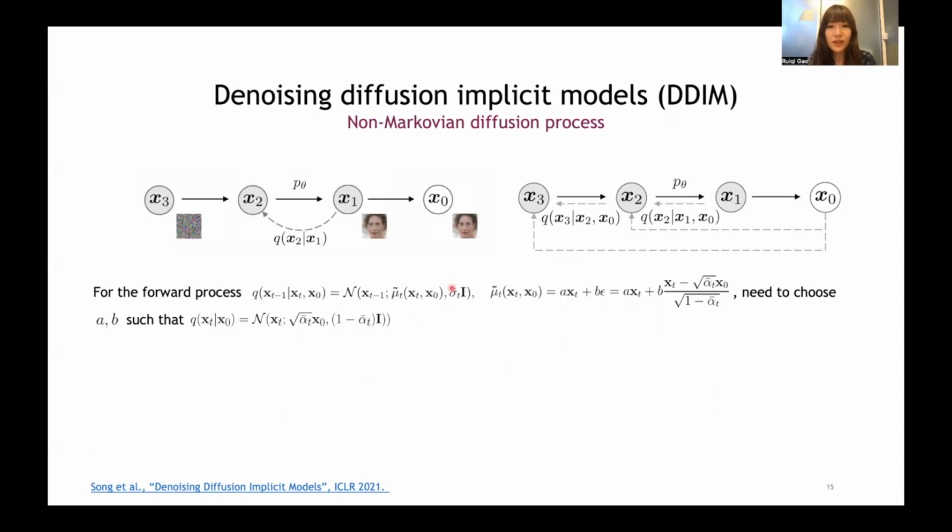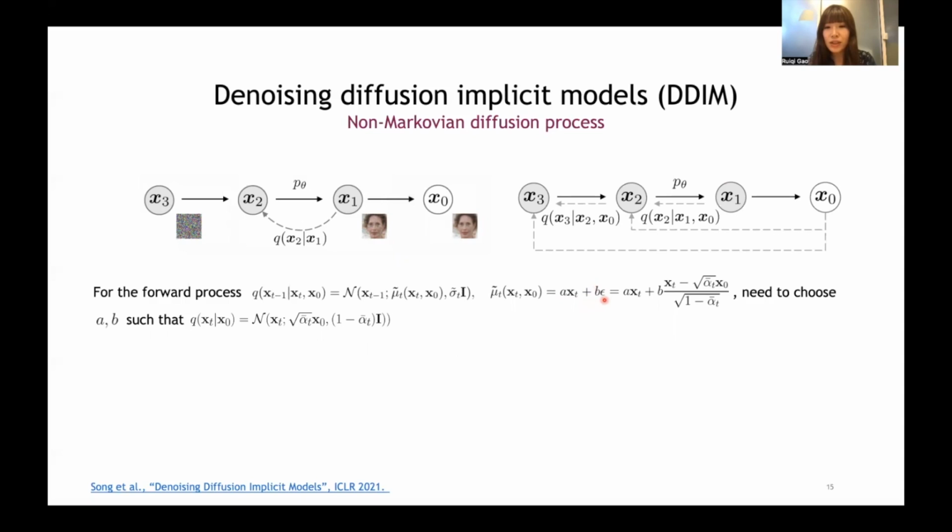And more specifically, this is the original diffusion process. Now the diffusion process changes to the right diagram, where each xt depends on both xt minus 1 and x0. Another remaining question is how we specify the linear combination parameters A and B.